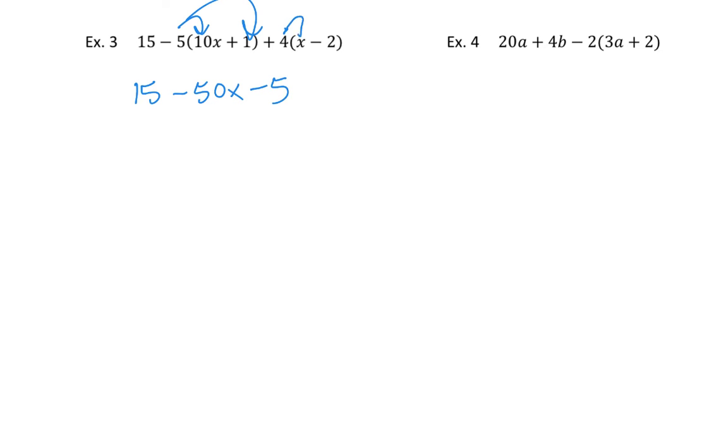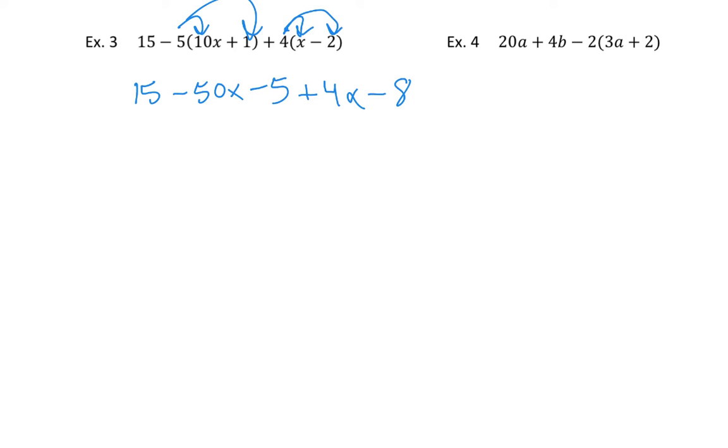And we need to multiply 4 times x and 4 times -2. We're not multiplying by a negative this time, so every sign will stay the same. So it's going to stay a positive 4x. And 4 times -2, -8.